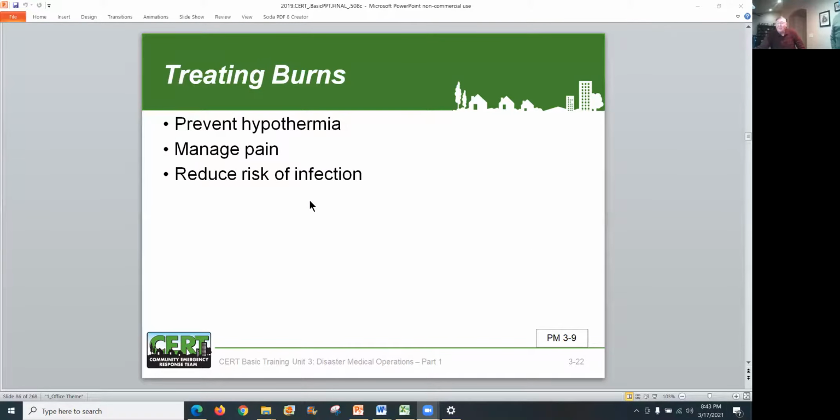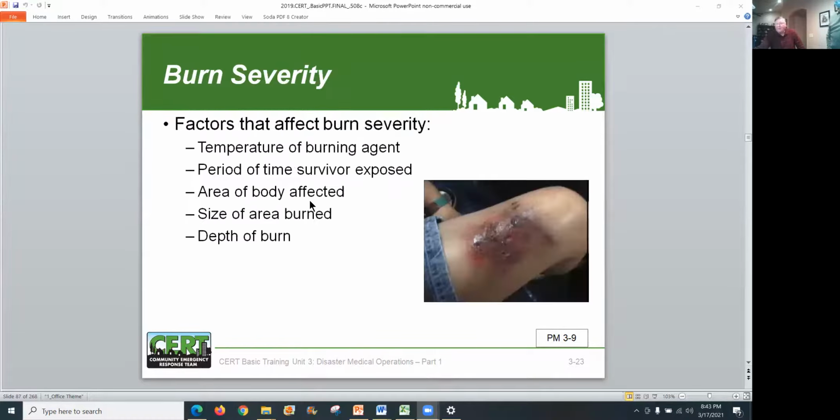So burns. So we're going to go through 3 points here. Prevent hypothermia, manage pain, and reduce risk of infection.